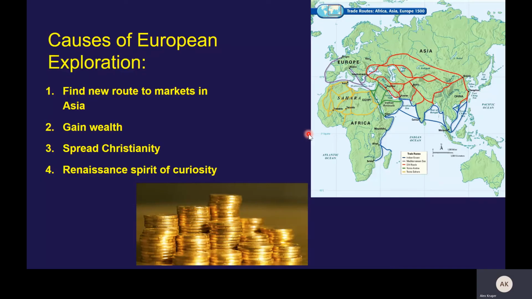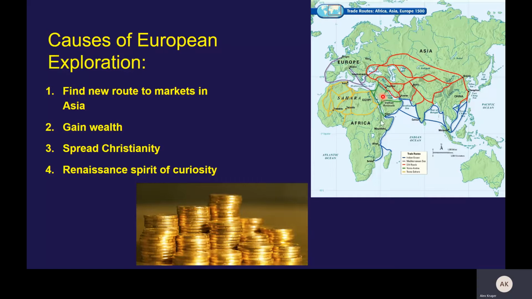So the causes of exploration, which you're going to have to write down, are they wanted to find new routes to markets in Asia. They wanted to gain wealth. They wanted to spread Christianity. And they were curious about the world and wanted to explore it.